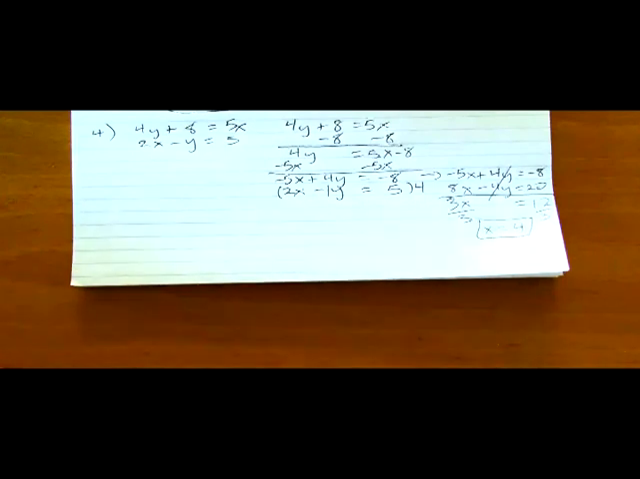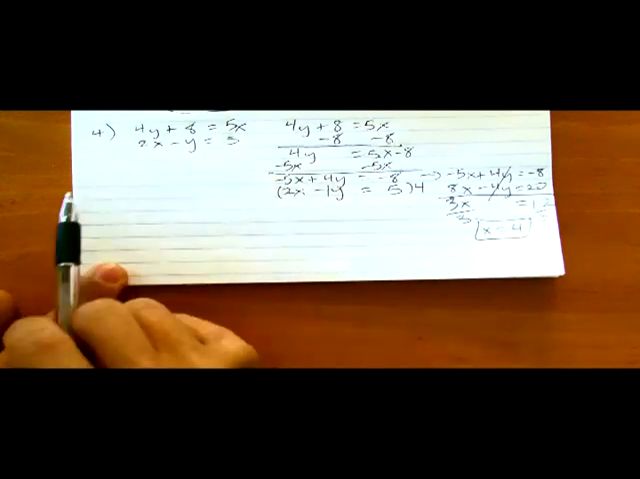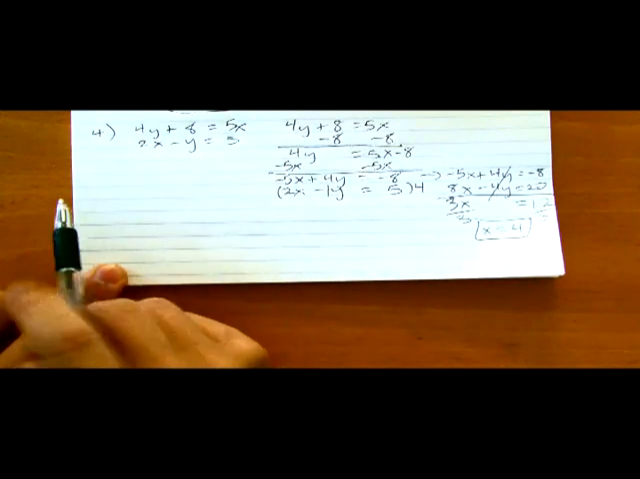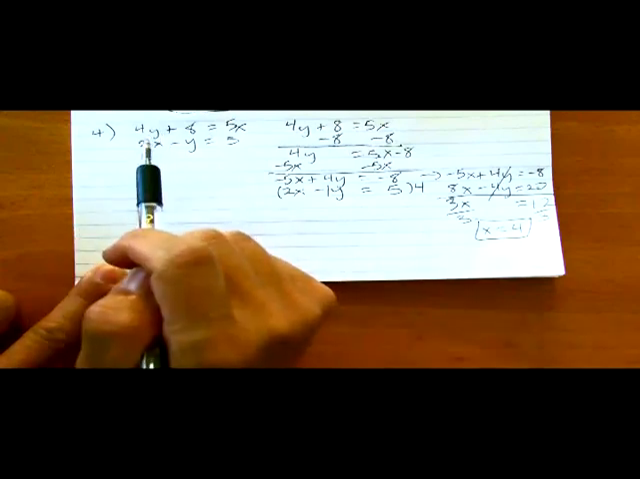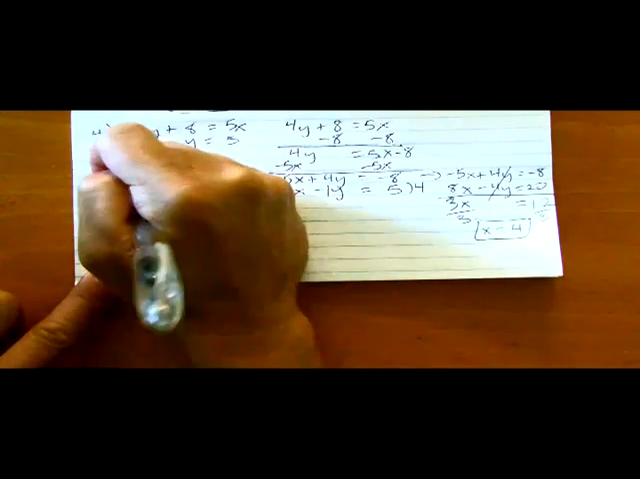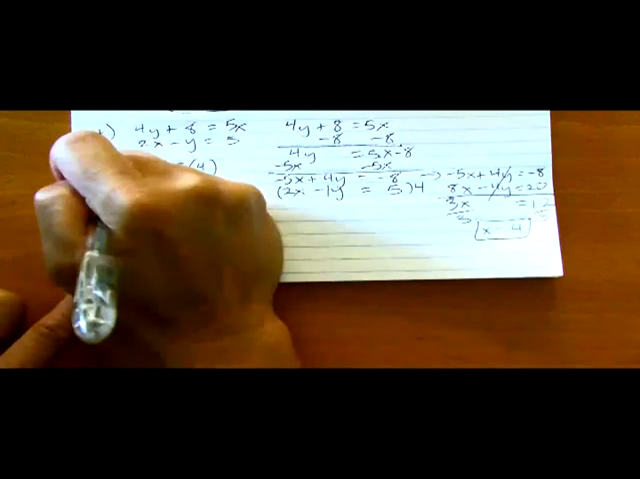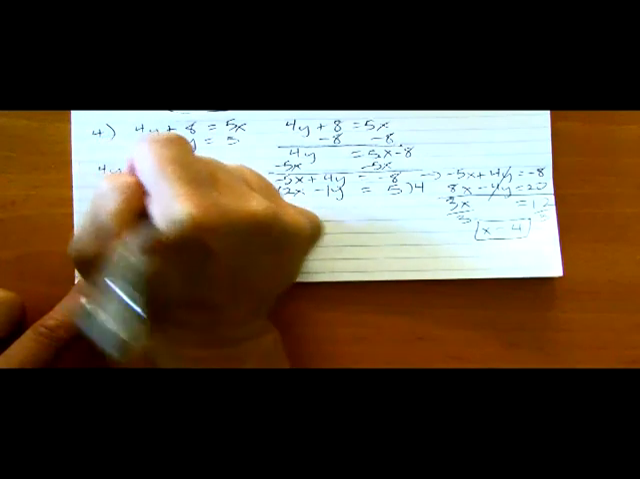Once I know what x is, I put it back into one of the original equations and I solve for y. Since I used the second equation, I'm going to use the first one this time. It doesn't matter which one you put it into. It's supposed to work because it's a system of equations. It works for both equations. So I'm going to take the first equation and replace x with 4. And now I solve for y.